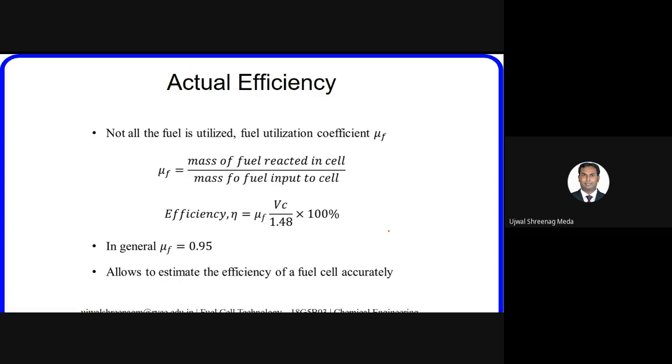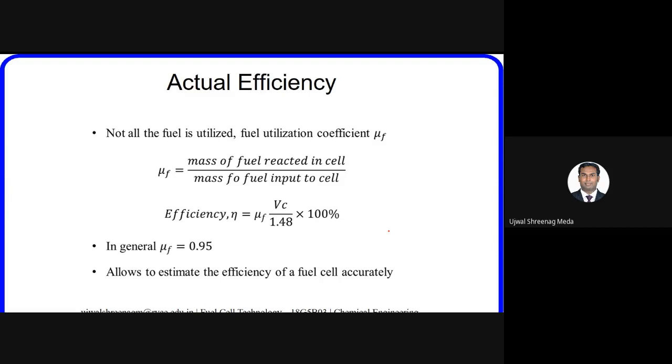So when we continued with that, we also learned about how to calculate actual efficiency. Here the reference or benchmark is always the maximum voltage. So this efficiency is based on the voltages. The actual voltage is measured, and that is compared with the maximum EMF, that is maximum voltage. So it is 1.48 for higher heating value and 1.25 for lower heating value. Along with that, the fuel utilization coefficient is also taken into account. So with this, we get the efficiency of a fuel cell.